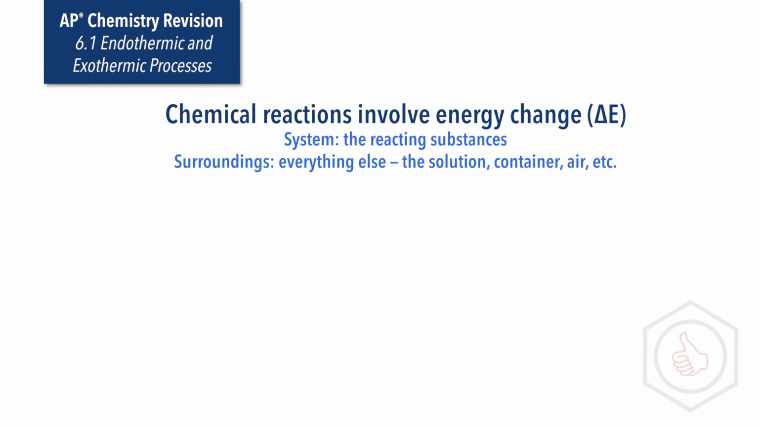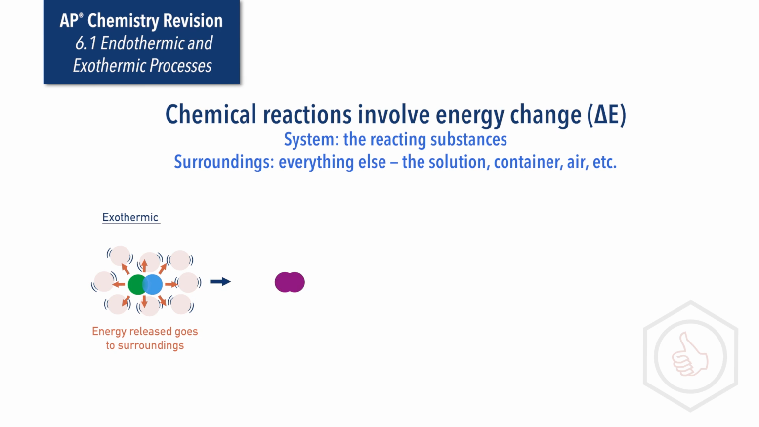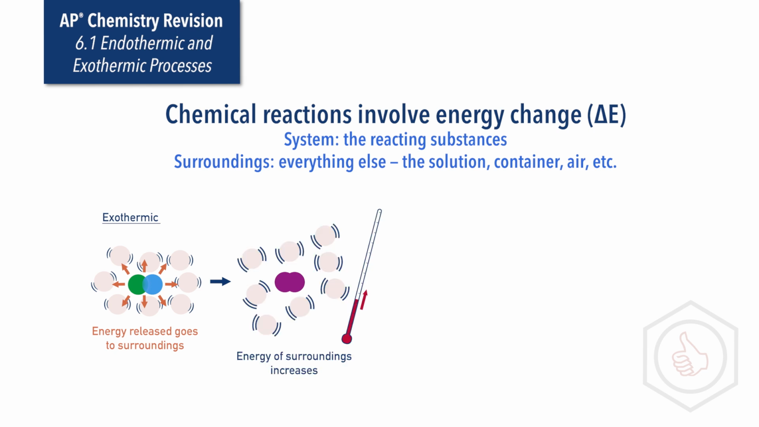If energy is released from the system to its surroundings, we say it is an exothermic reaction or process. Products are lower in energy than reactants, and the difference in energy is released as heat. This means the surroundings become warmer, temperature increases, and the overall energy of the system decreases, a negative energy change. Common examples include combustion and neutralization.